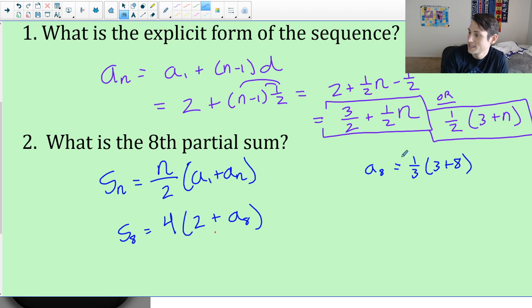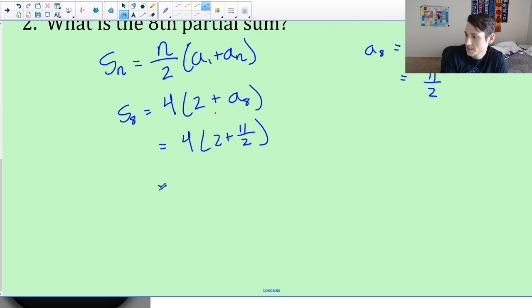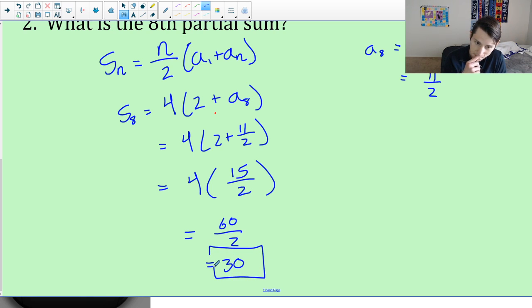Okay. This should not be 1/3. This should be 1/2. So 11/2. 2 plus 11/2. So 2 is 4/2. 4/2 plus 11/2 is 15/2. 15 times 4 is 60. 60/2 is 30.